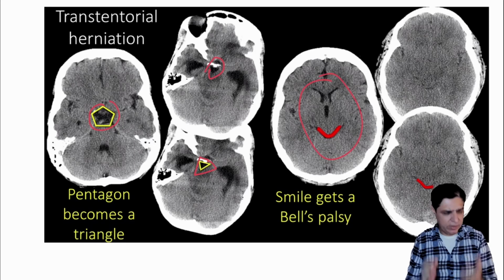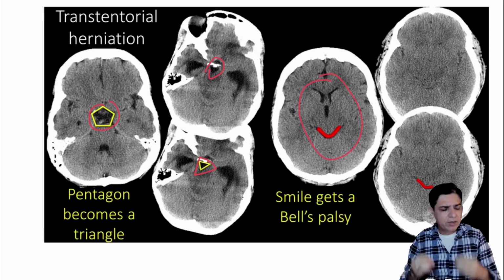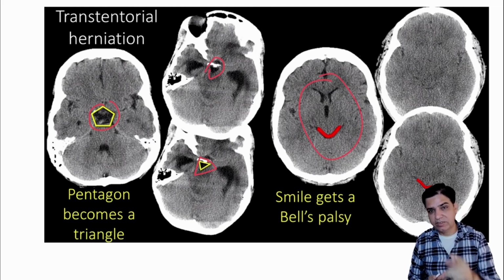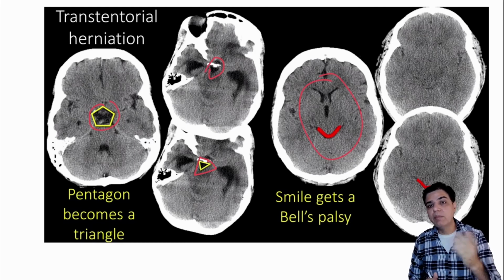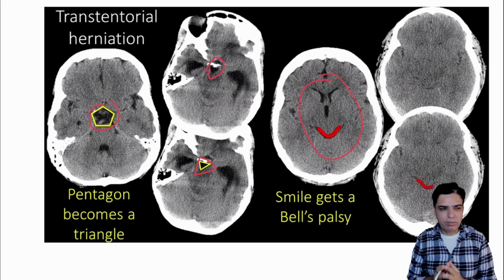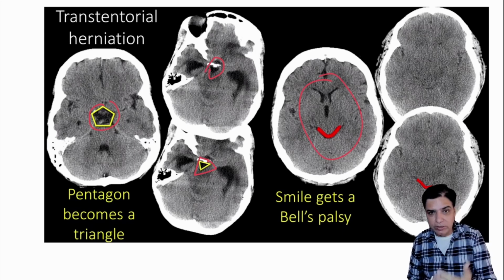That pressure effect again could be because of a bleed somewhere. It could be because of vasogenic edema. It could be because of tumors as well. And again, as I said, sometimes CT brain has to be followed by MRI or other forms of imaging like MR angiography to further delineate the actual pathology causing these things.